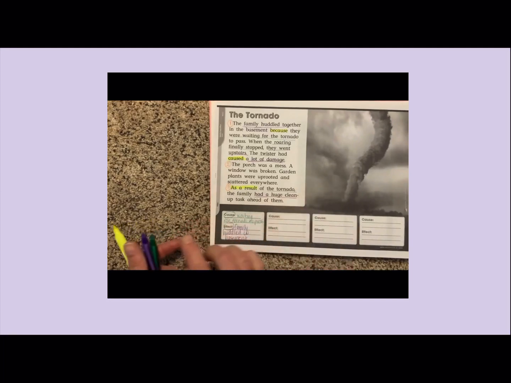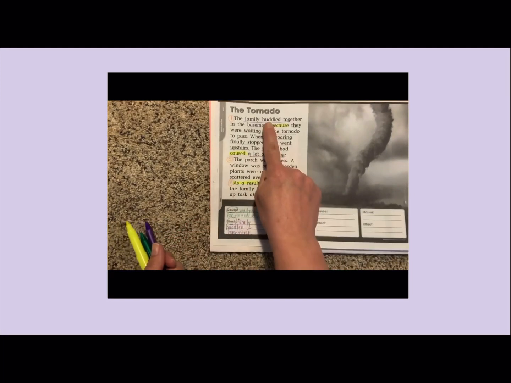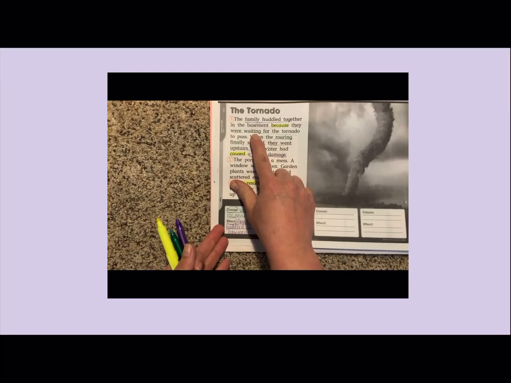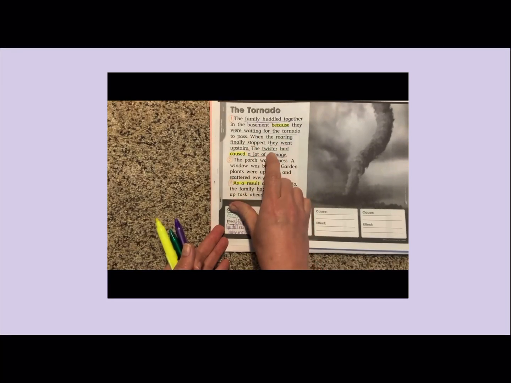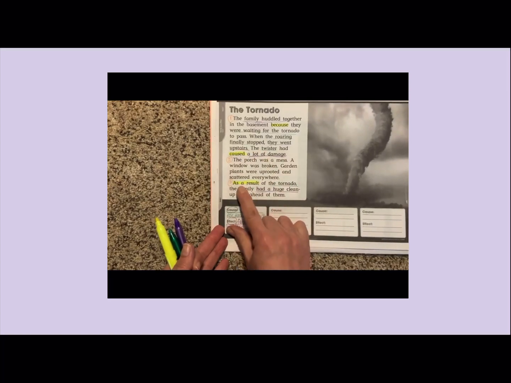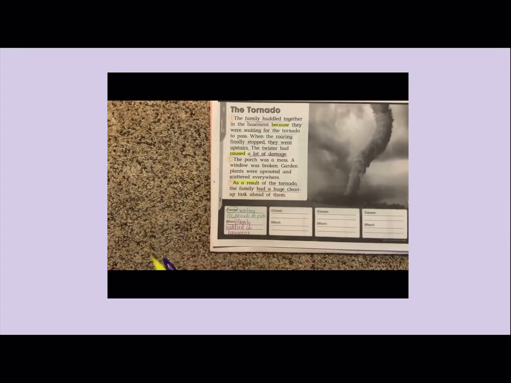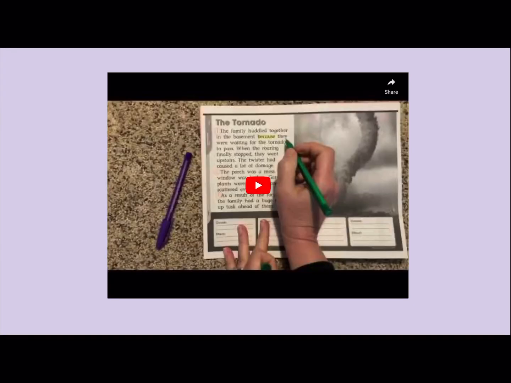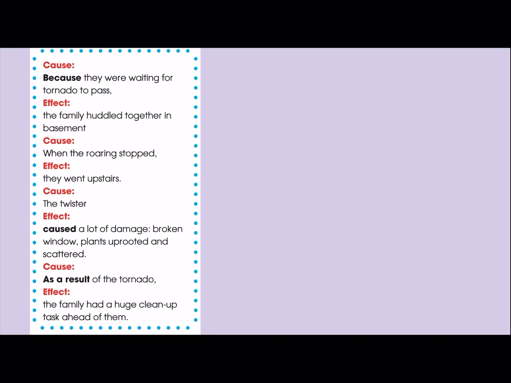So I think these would be the 4 that I would write. The family huddled because they were waiting for the tornado. The tornado stopped, so they went upstairs. The twister caused a lot of damage. As a result of the tornado, they had a huge cleanup. So here are some of the things that you might choose to write. You can pause if you need to look at some of the spelling or some of the words there. Otherwise, remember to look in your passage and you'll find the words right there in front of you.